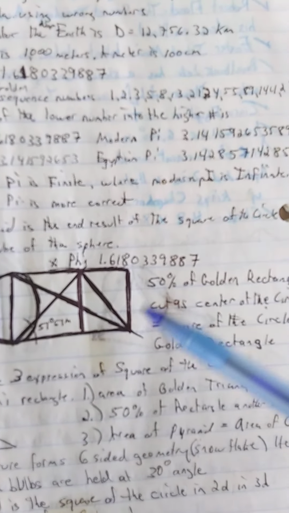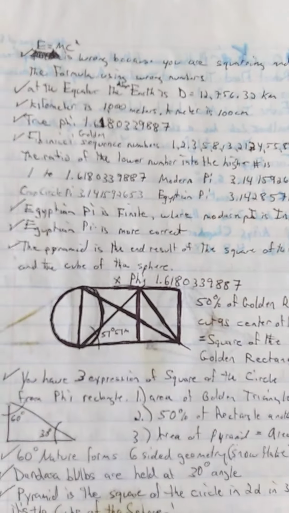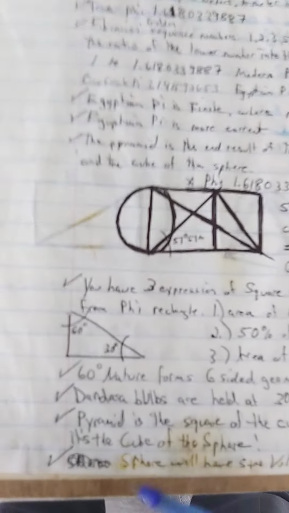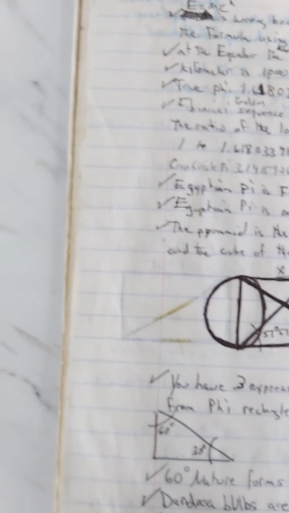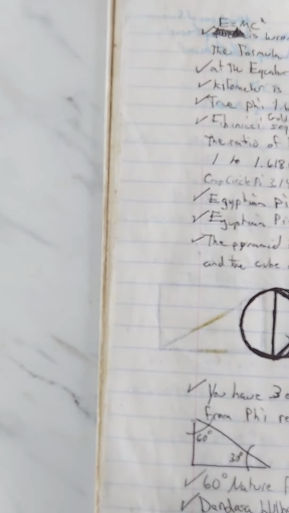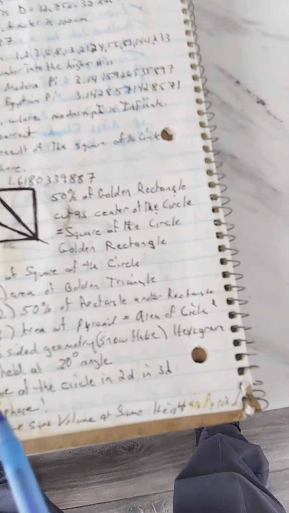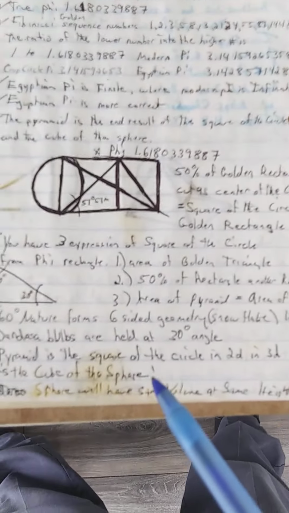Like you said, the pyramid is the end result of the square of the circle and the cube of the sphere. The cube of the sphere is what you're seeing in that tic tac. That's what you got. And this is how a Dendera bulb is set up right here, using those angles. 60 degrees in nature forms six-sided geometry, like a snowflake or a hexagram. The Dendera bulbs are held at a 30-degree angle. The pyramid is the square of the circle in 2D, and in 3D, it's the cube of the sphere.